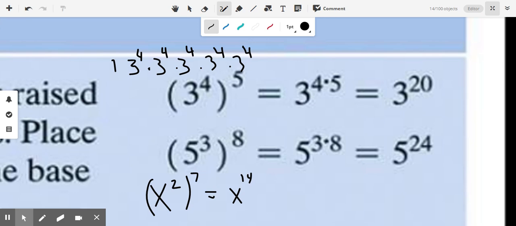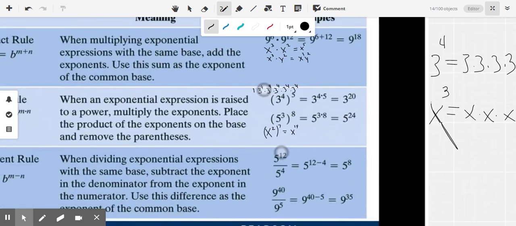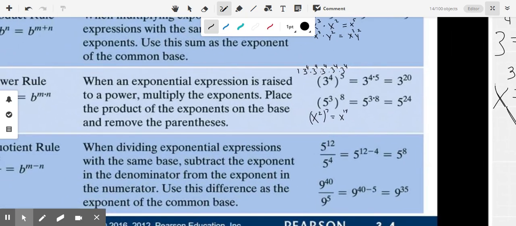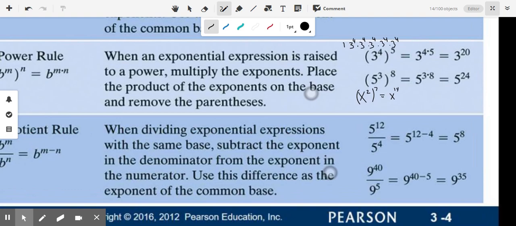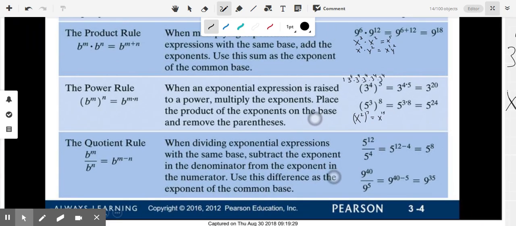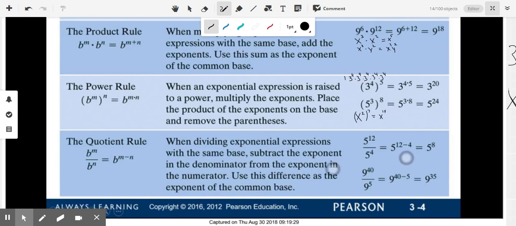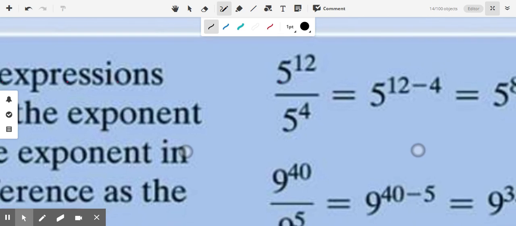All right, so that's our power to a power rule. Then our last rule is the quotient rule, or when we are dividing. Multiplying and dividing are opposites. So when we multiply, we add the exponents. So when we divide, we subtract the exponents. So let's zoom in on this right here.